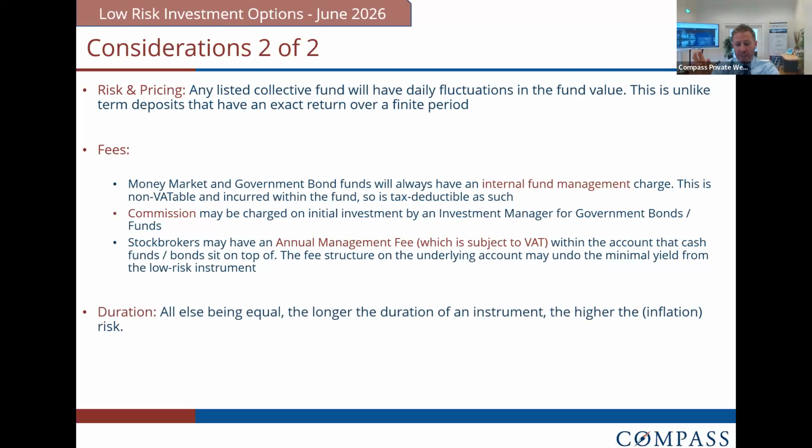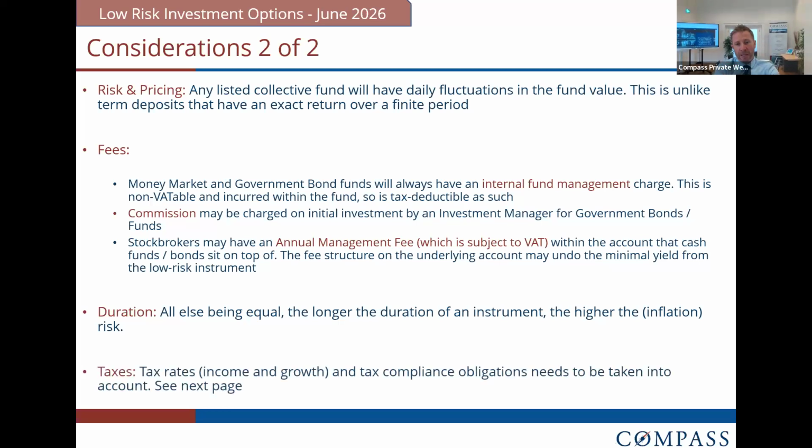Duration is very important. What is the duration of the bonds? A short dated government bond in Ireland that matures in 2027 has far less risk than one that matures in 2037, because you're taking duration risk. So don't just look at bonds as one asset class in that regard. And taxes, which I'm going to talk about in the next slide, need to be considered.